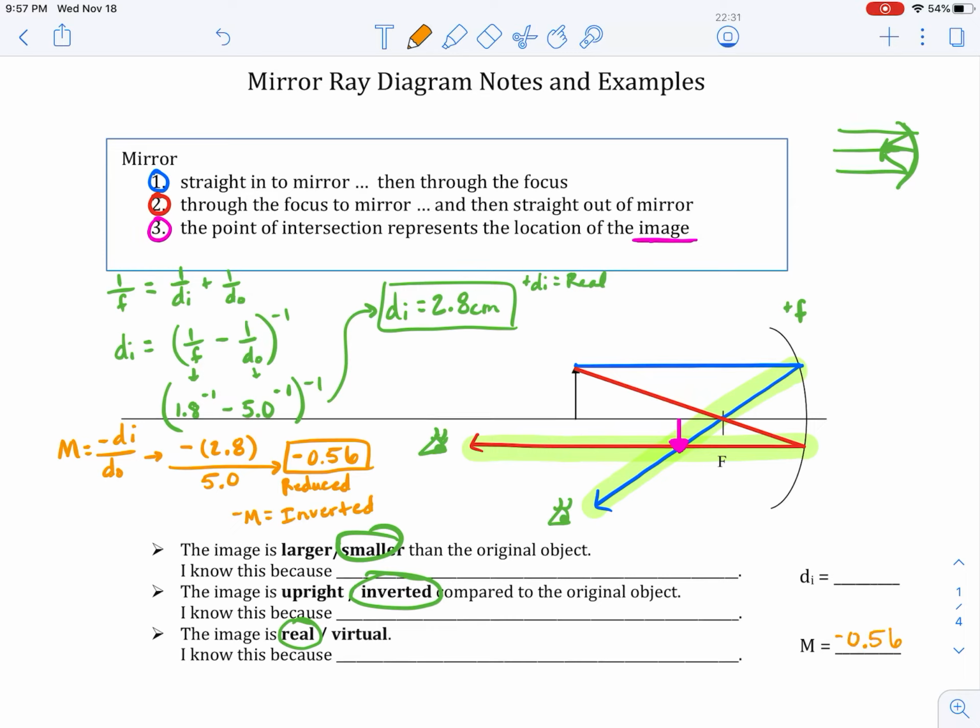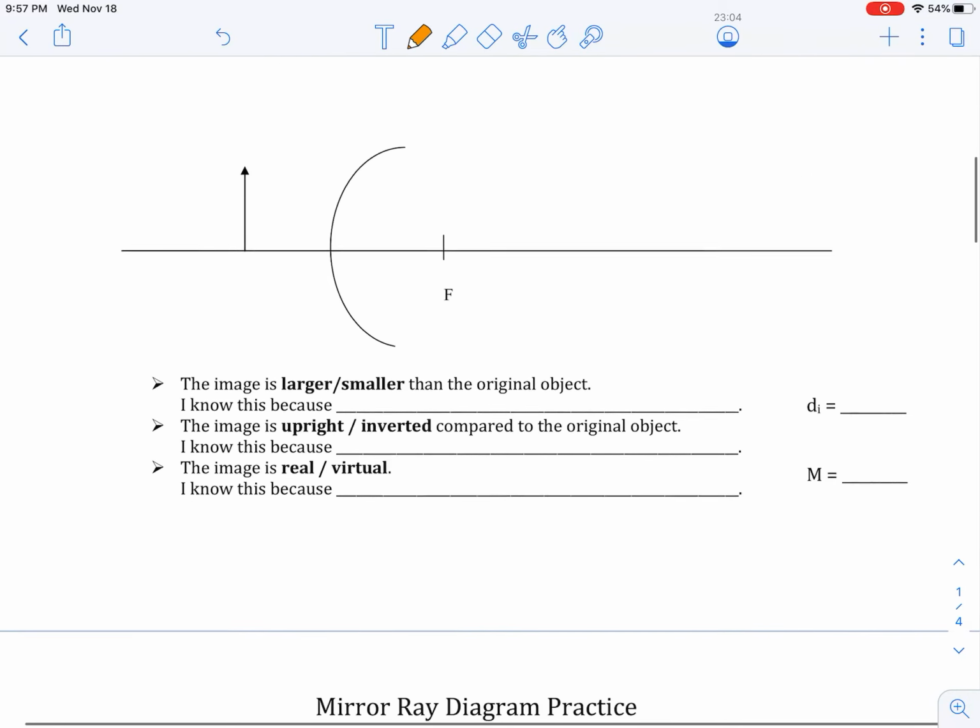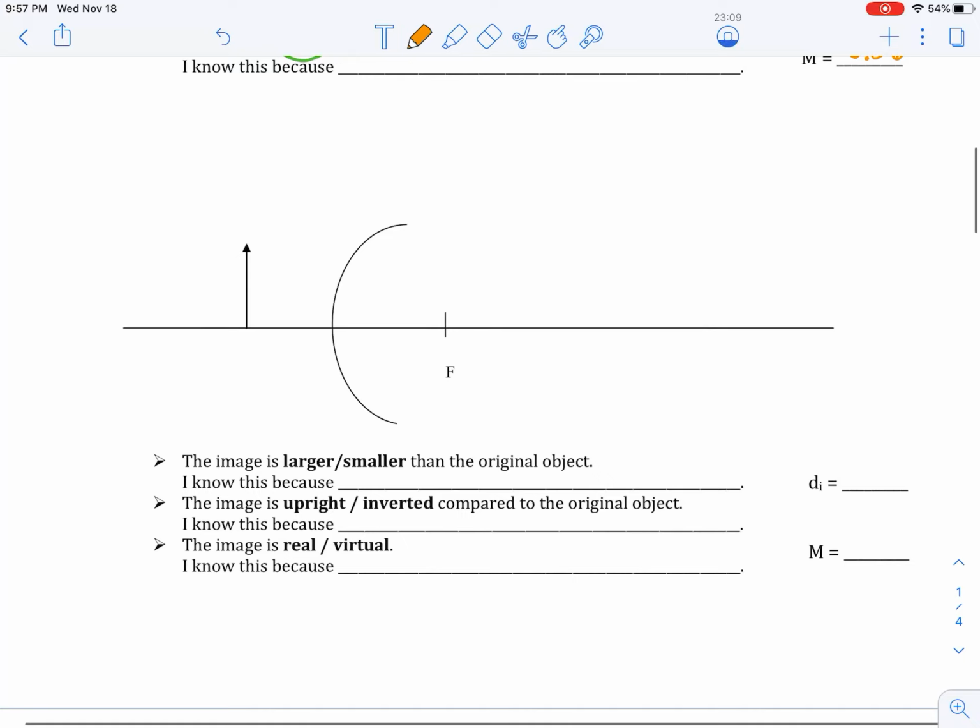It is inverted. All right, so my answers over here are: M should be a negative 0.56, no units. DI is a positive 2.8. Go ahead and leave your answers in centimeters for these ray diagrams. My focus for you is creating the illustration and understanding how to pull the data off of your own diagram in order to do the calculations. I'm not concerned with having you add that extra step of converting, so you can leave your answers in centimeters for this assignment. All right, we have one more example.